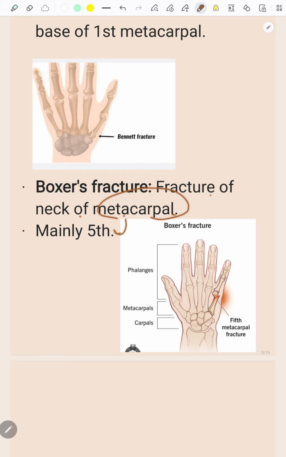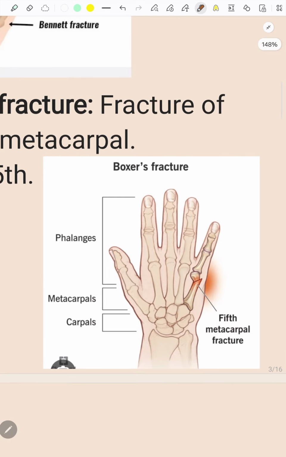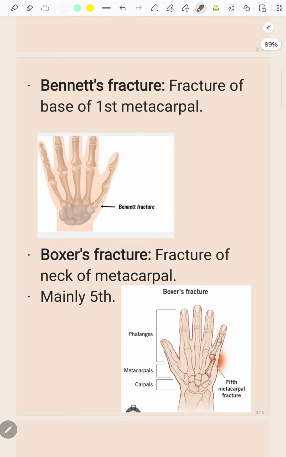And last one is Boxer's fracture, which is the fracture of the neck of metacarpal and mainly fifth metacarpal is involved, that is our little finger. So this is metacarpal number 5th and this is the fracture. This happens in boxers, so that's why the name is Boxer's fracture.